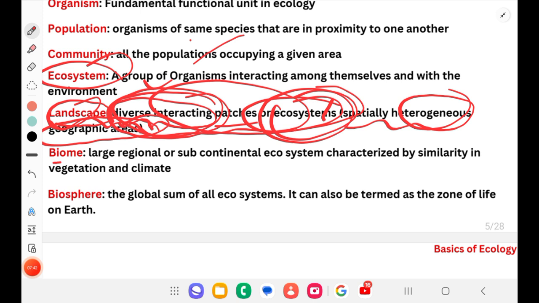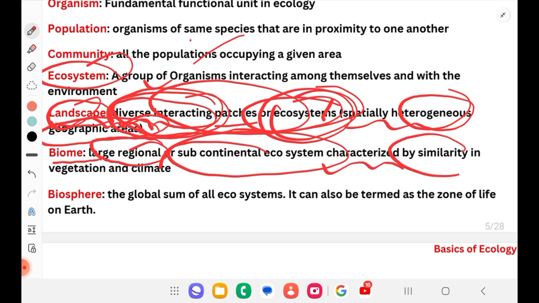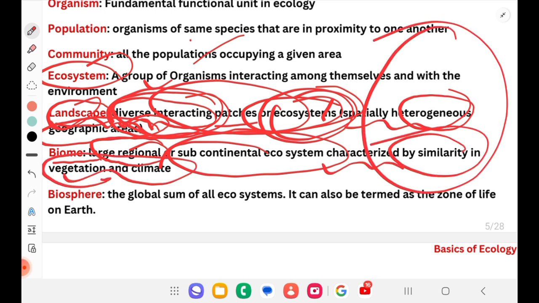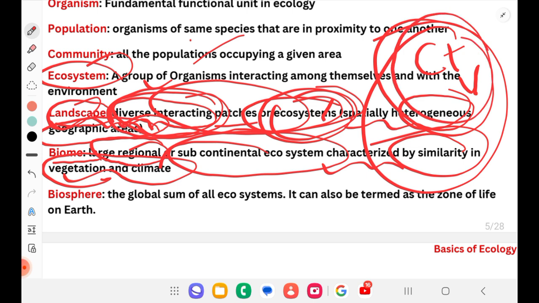Next is what is biome. Large regional or subcontinental ecosystem characterized by similarity in the vegetation and climate. So it's a large one which is characterized by climate plus vegetation. If it is classified based on this climate and vegetation, and it is a very large regional or subcontinental ecosystem, that is said to be biome.